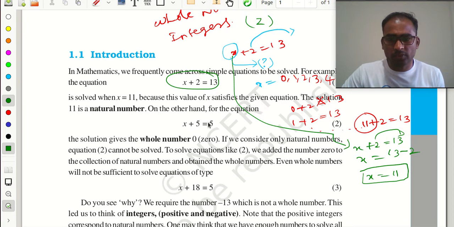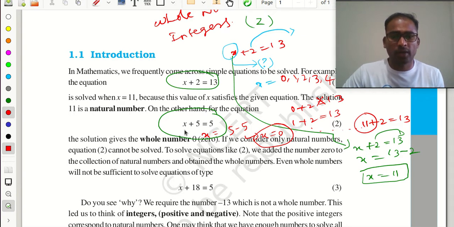And suppose you see another equation, x plus 5 is equal to 5. If I find the value of x, x is equal to 5 minus 5. So x is equal to 0. x is equal to 0 is nothing but a whole number. Why? Because in natural numbers we do not have 0, but in whole numbers we have 0. So the solution is giving a whole number. Is this clear?